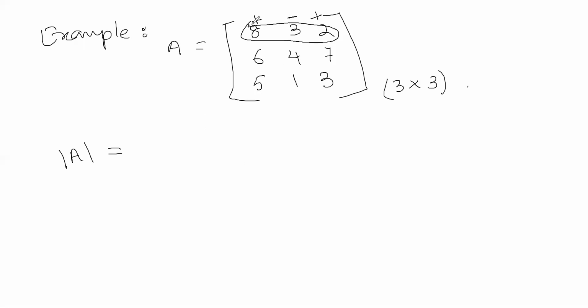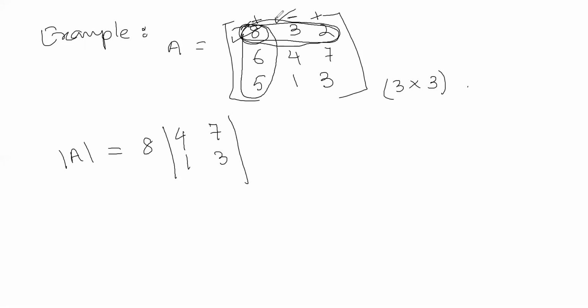Okay, and then what do we do? We consider A11. Let's say this is A11, which is 8. So we take 8 and we know that it has a plus sign, so we are not putting the plus sign over here. Now for the element that we are considering, make that particular column and that particular row out of the calculation and take the other four elements that are left: 4, 7, 1 and 3.